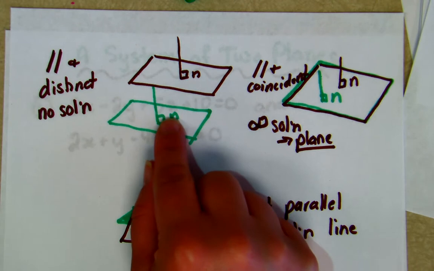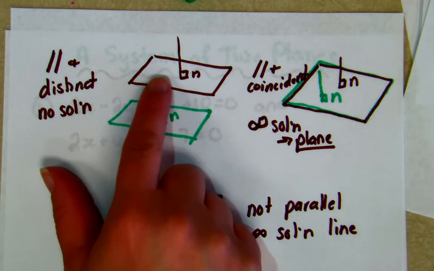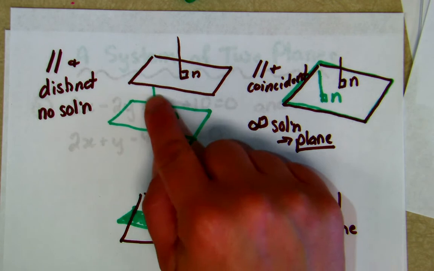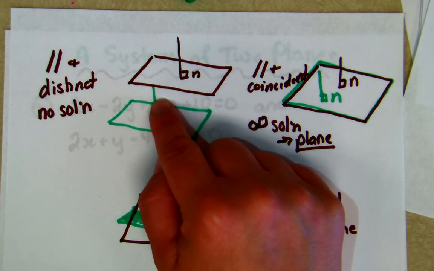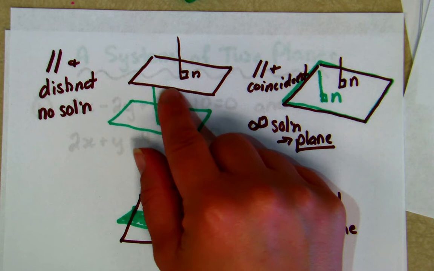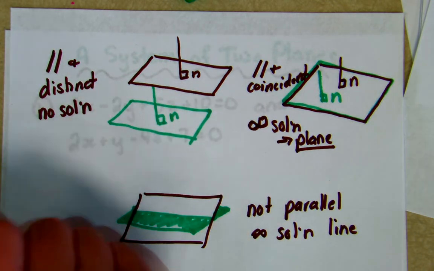If you have two planes that are parallel and distinct, they will never touch. And the important thing is if the planes are parallel, their normals, which are perpendicular to the planes, must also be parallel. So I'm going to be able to look at the normals to determine. So parallel and distinct really means no work, there's no solution.